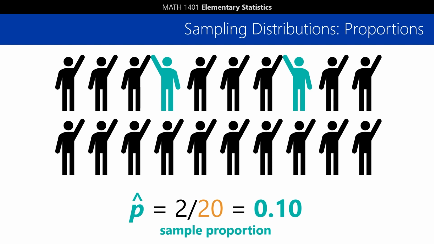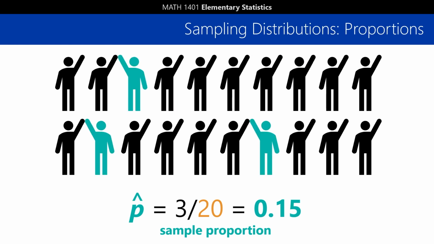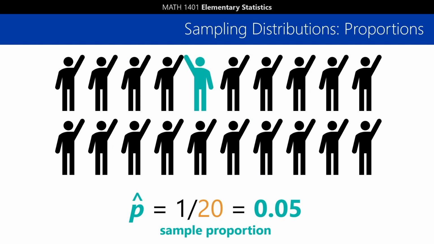It seems pretty reasonable to believe that if 10% of the population is left-handed, then 10% of the sample should be left-handed. But that's not always the case. Depending on what sample you happen to pick, you might get more than 10%. Or other times you might get less than 10%. There's a lot of variation.